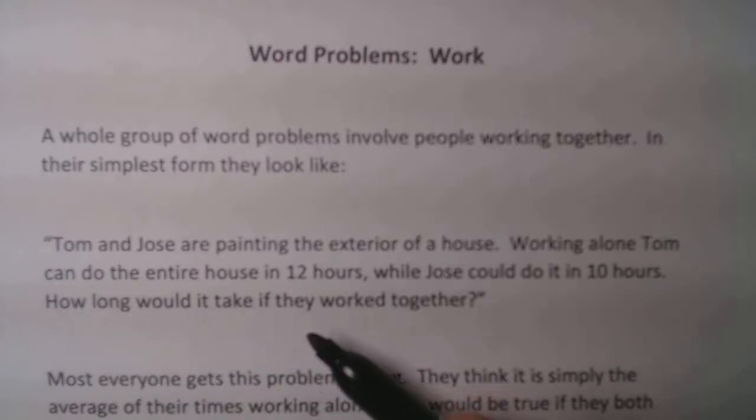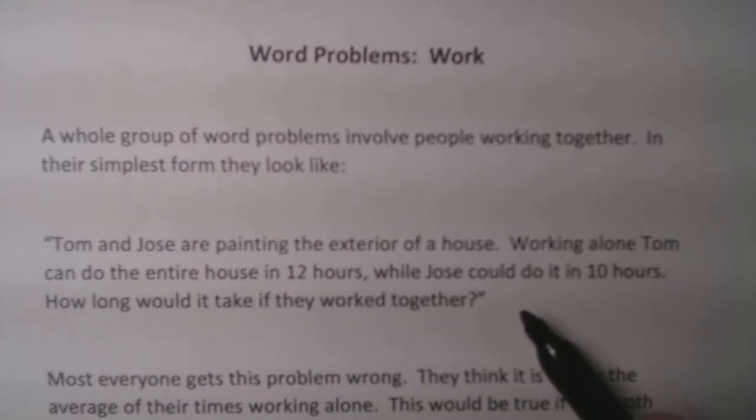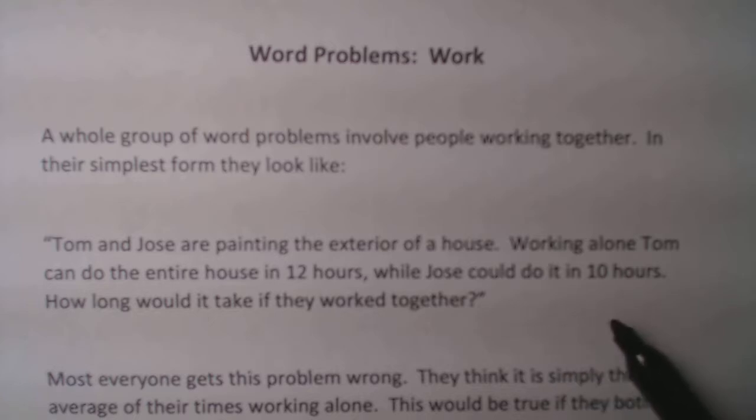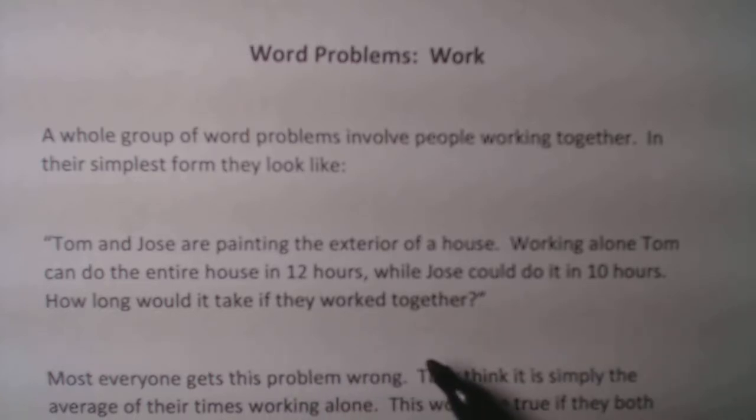Tom and Jose are painting the exterior of a house. Working alone, Tom can do the entire house in 12 hours, while Jose could do it in 10 hours. How long would it take if they worked together?